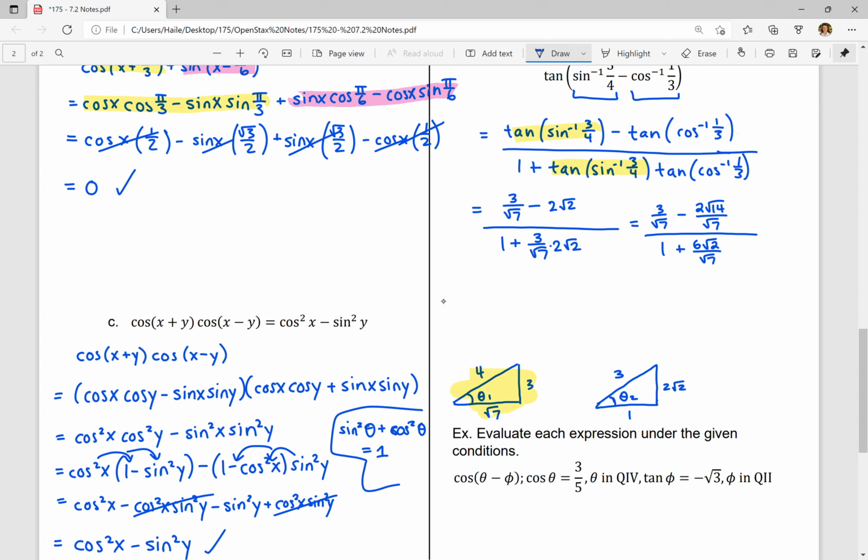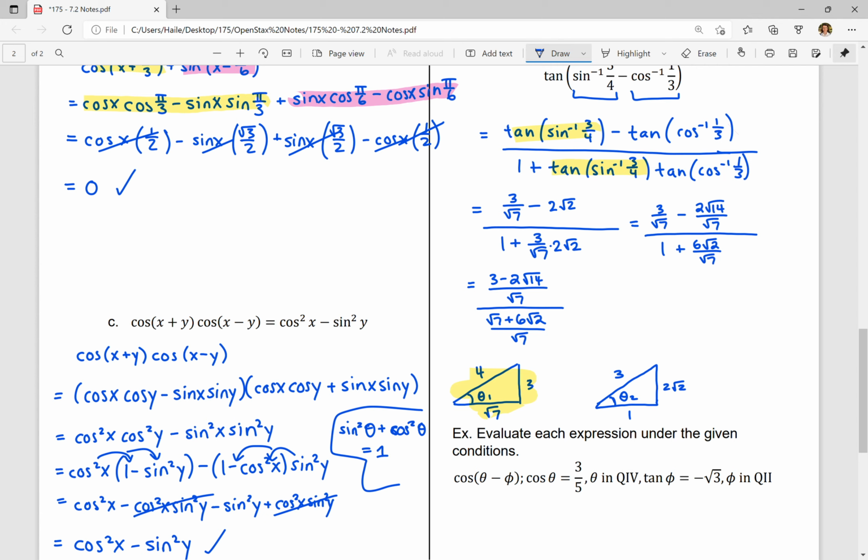Okay, so the top two fractions I can go ahead and add together because they have the same denominator. So I can say that this is 3 minus 2 times the square root of 14 over the square root of 7, and then that's all divided by the square root of 7 plus 6 times the square root of 2 over the square root of 7.